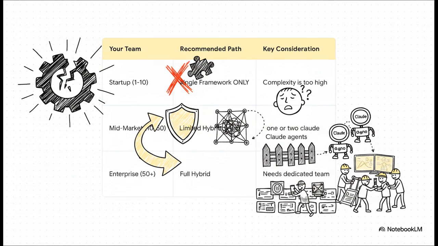Now, if you're a bit bigger, say a mid-market company, you can start to experiment. Use Agno for the mesh, and maybe bring in 1 or 2 tightly controlled Claude agents. And for the big players, the enterprises, you can go for it. You can build the full hybrid model. But you're going to need a dedicated platform team and security involved from the very start. This is not a side project.